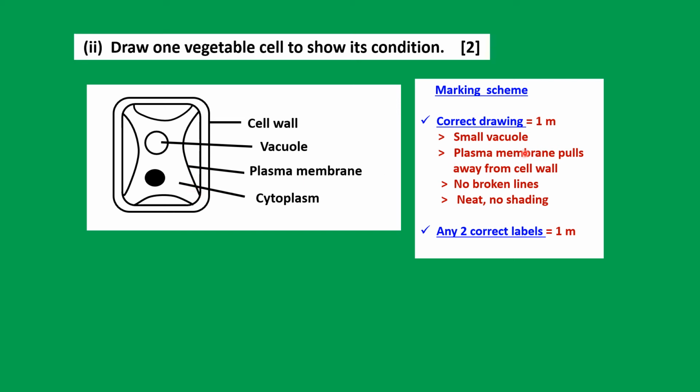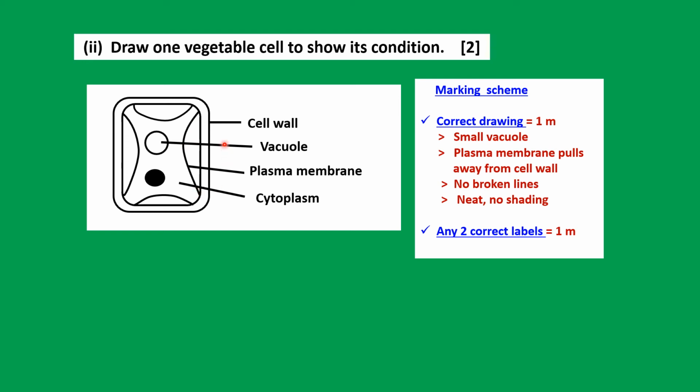Okay, so the marking scheme is like that. If your drawing is correct, showing a plasmolyzed cell, and you show the vacuole being smaller than normal. Don't draw a big vacuole. And because the vacuole has shrunk, the plasma membrane pulls away from the cell wall. Must be like this. Cannot draw a plasma membrane still stuck to the cell wall.